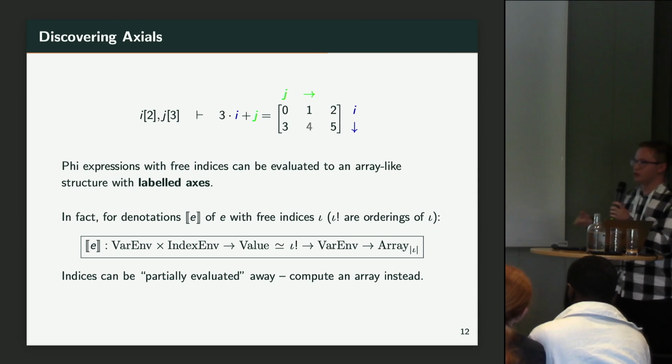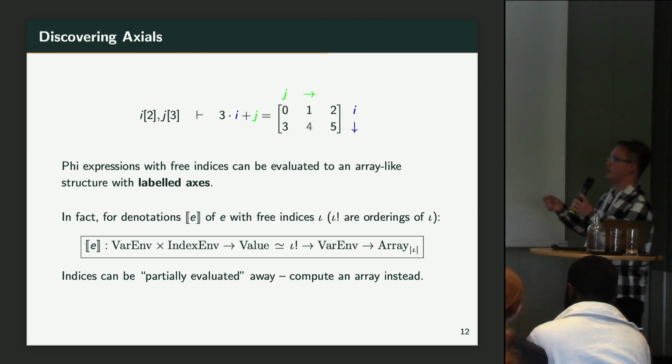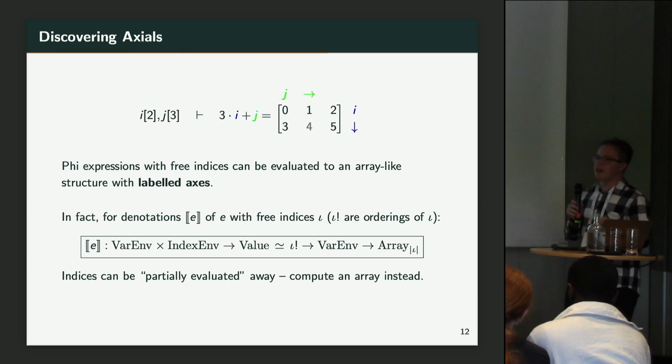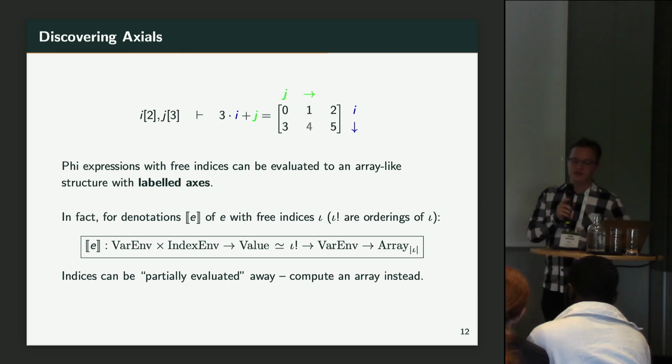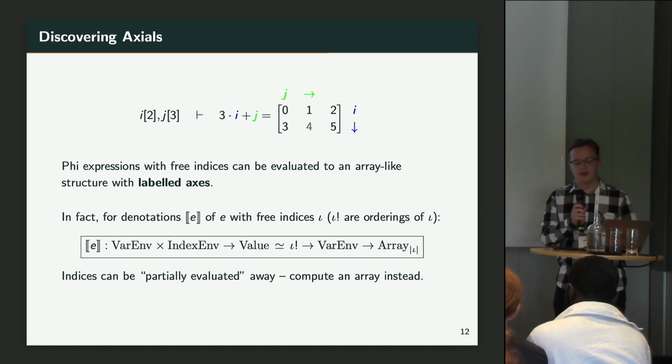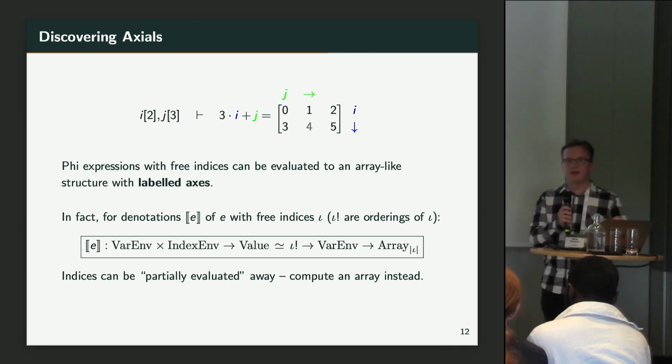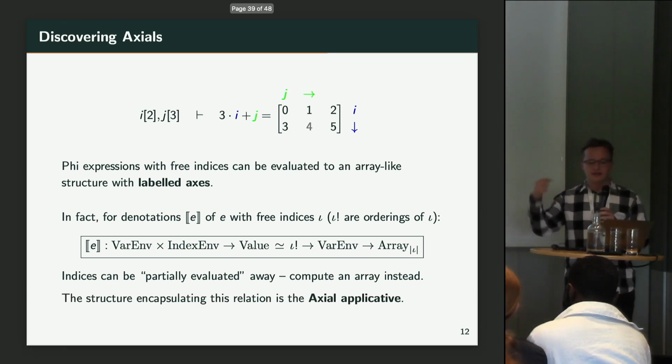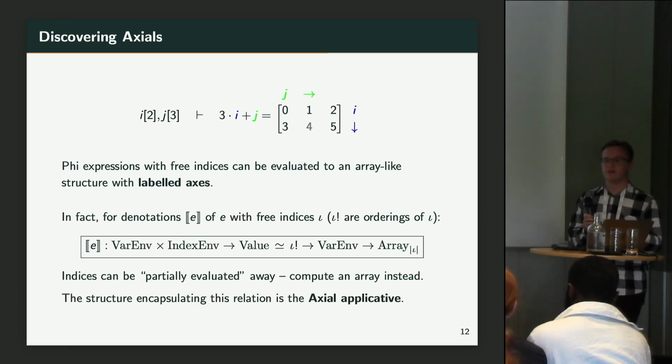Then it's like a usual assign of variables, and then I get all the possible values of this expression given any assignment to indices. Essentially, this is saying I can get rid of all the indices from the expression, get rid of all those three indices, and instead compute all the possible values given assignments to indices. That's the key idea, and this idea is encapsulated by the axial applicative.